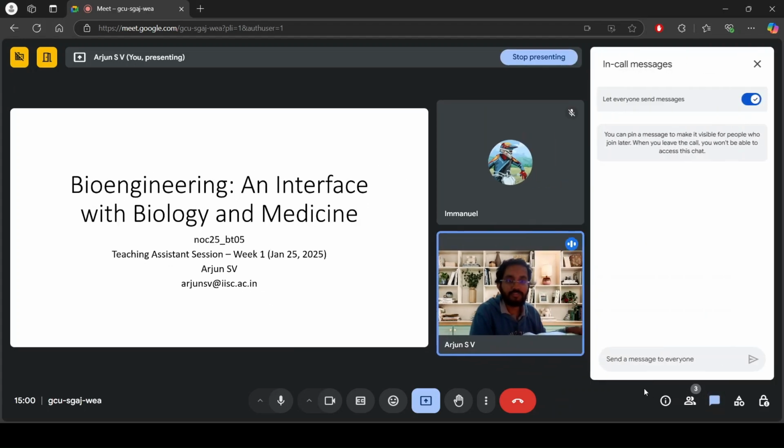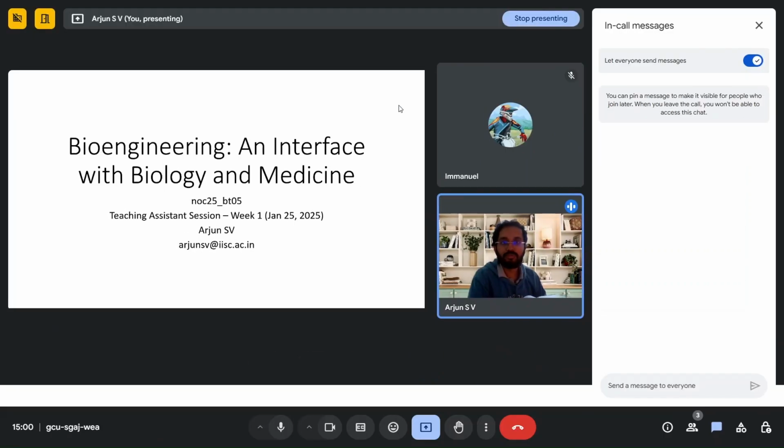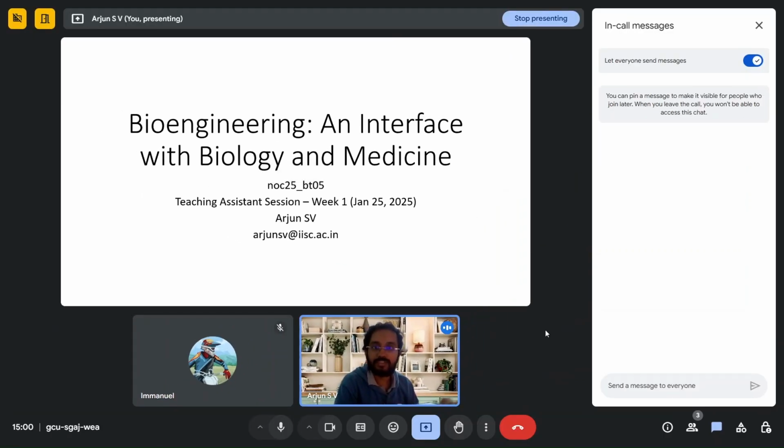Before starting, I'd just like to clarify two things: whether my screen is visible and whether my recording is audible to you. Can you type it in the chat box, or say it out loud if you can't open your mic? Okay, I am assuming that my screen is visible and my audio is audible to everyone.